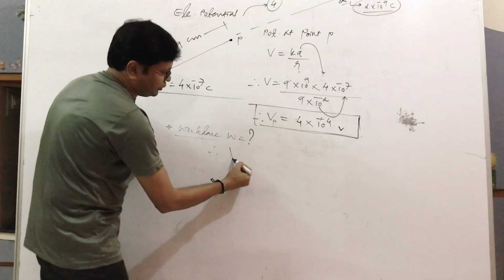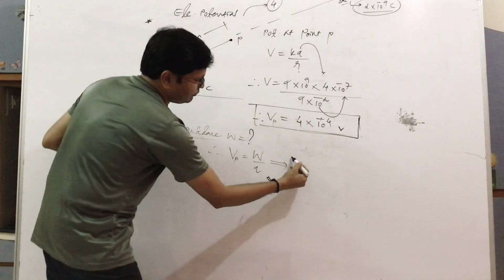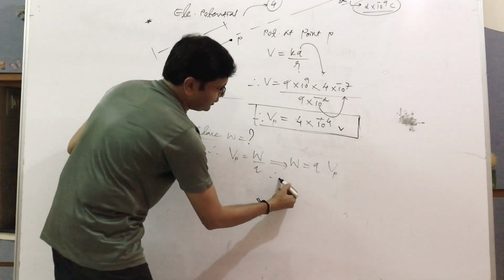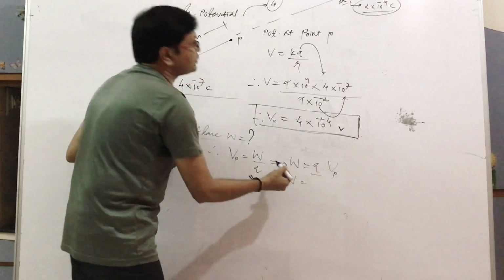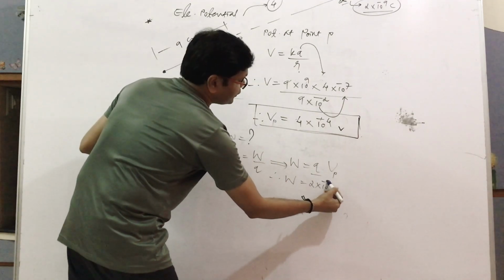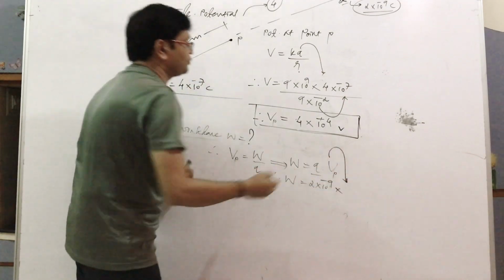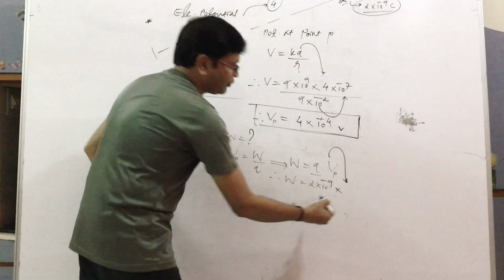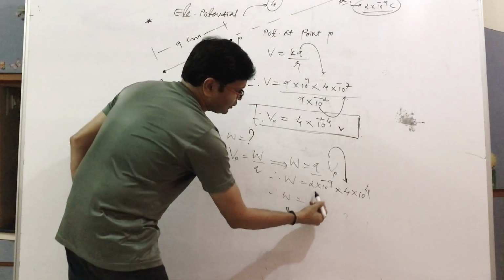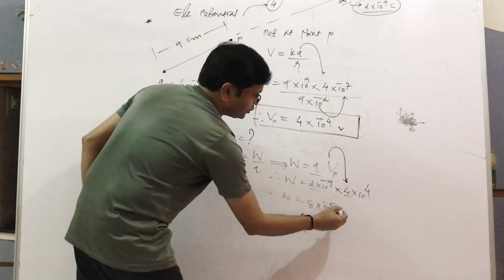So what is the general formula of potential? Work done per charge. So it implies that work done is equal to charge multiplied by potential. So work done, what is the charge? We would like to move 2 into 10 raised to minus 9 into potential at point P. What is the potential at point P? Already we have found 4 into 10 raised to 4. So if you simplify, 4 2s are 8, 8 into 10 raised to minus 5 joule.